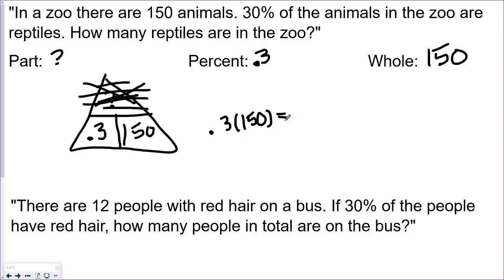to get my answer. And again, the key part of this is that your percent number has to be in decimal form. You do not do this as 30 times 150 because you're going to get the very wrong answer. So 0.3 times 150 gives me 45. So there are 45 reptiles total in the entire zoo, 150 animals total altogether, and then the percent of reptiles is 30%. So that's what I mean by fill in the spots you know and put a question mark in the one you don't know and then just cross it out and work with the ones you have left.